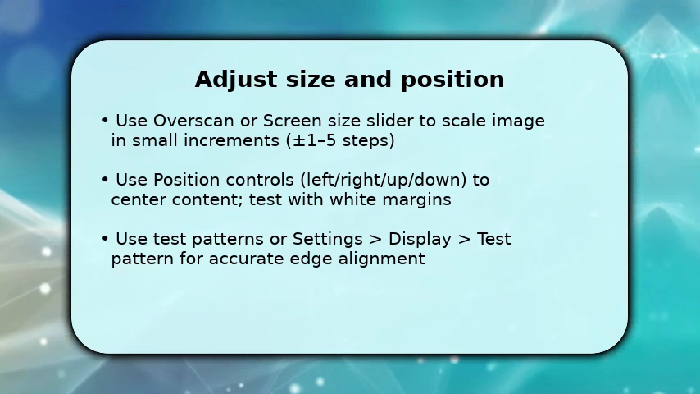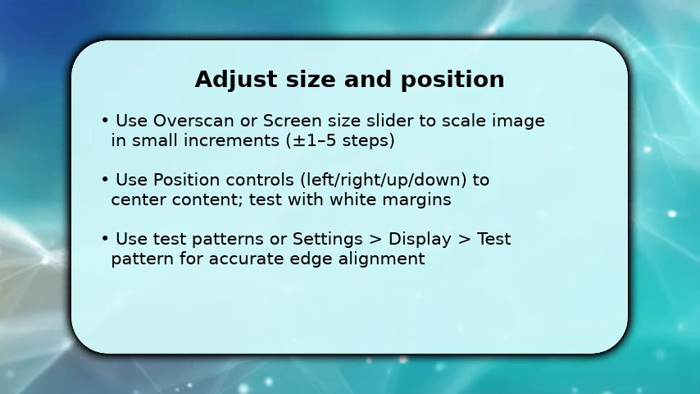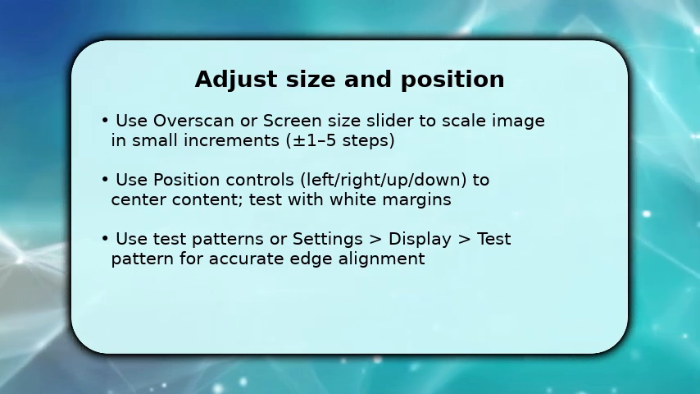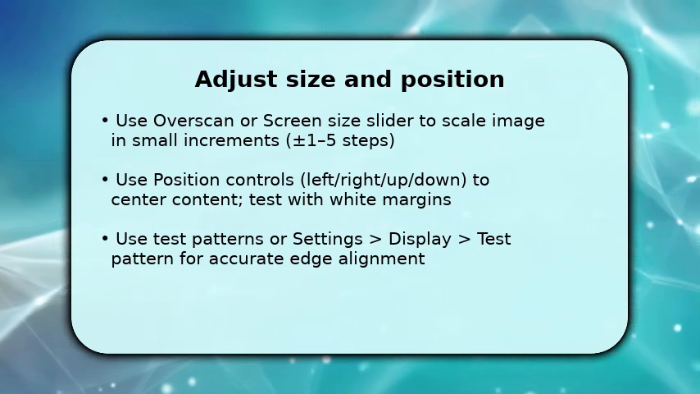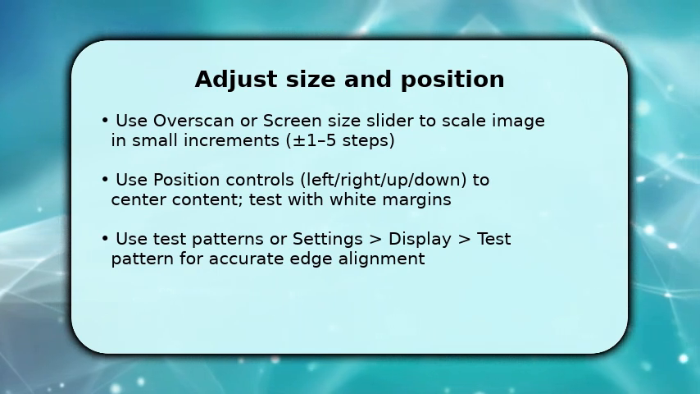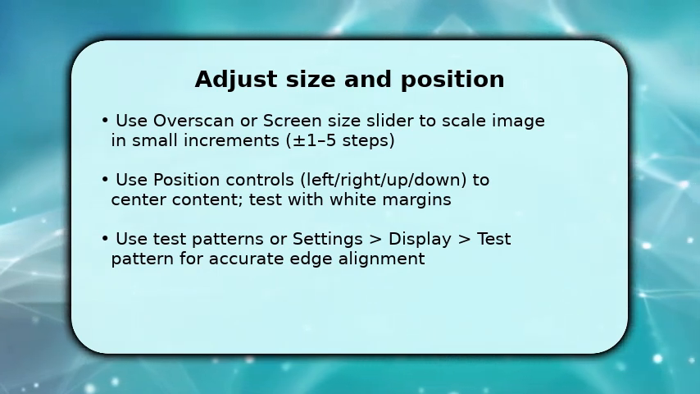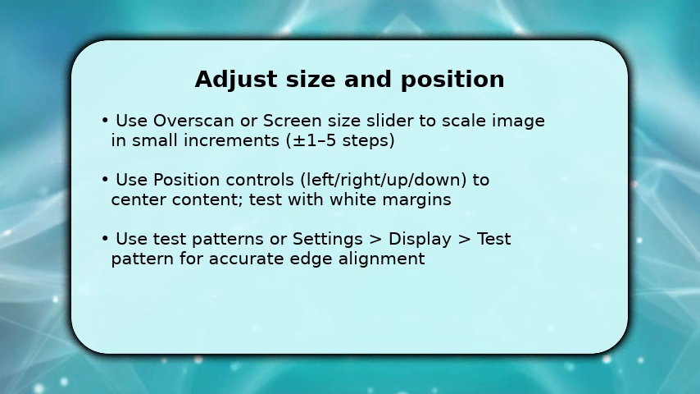Once you scale, use Position or X/Y controls to nudge the image left, right, up, and down so edges align with the TV bezel. Test with a test pattern or a white margin image to check that nothing is cut off. Make incremental adjustments, pause, and visually confirm app menus and subtitles remain fully visible before proceeding.